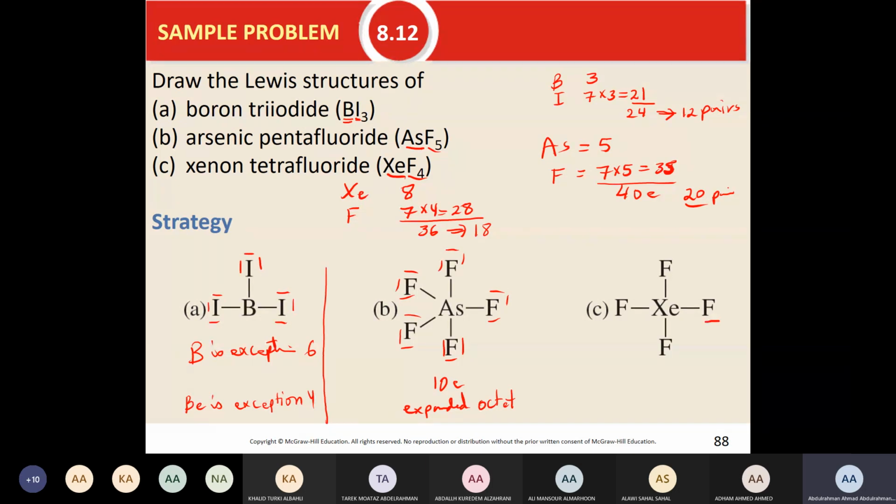14. 1, 2, 3, 4, 5, 6, 7, 8, 9, 10, 11, 12. Then how many electrons are left? 2. 2 pairs. Where should I put them? Around the xenon, not between F and xenon. Around the xenon, like this and like this. All right. This means how many electrons now around the xenon?